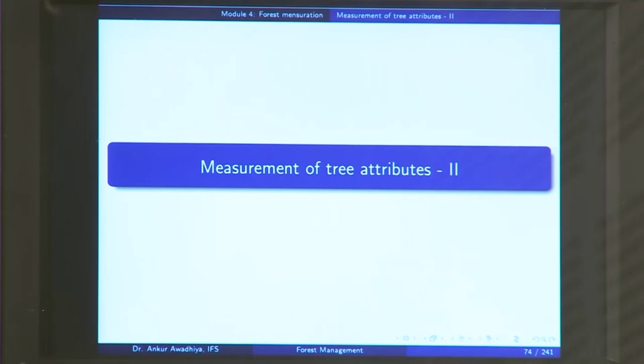Namaste. We move forward with our discussion on forest mensuration, and today we will have a look at the measurement of some other tree attributes. In the last lecture we saw how we measure the diameter of a tree using either calipers or a tape. But the most important parameter that we want to measure in a tree is the volume of timber that we can extract out of it.